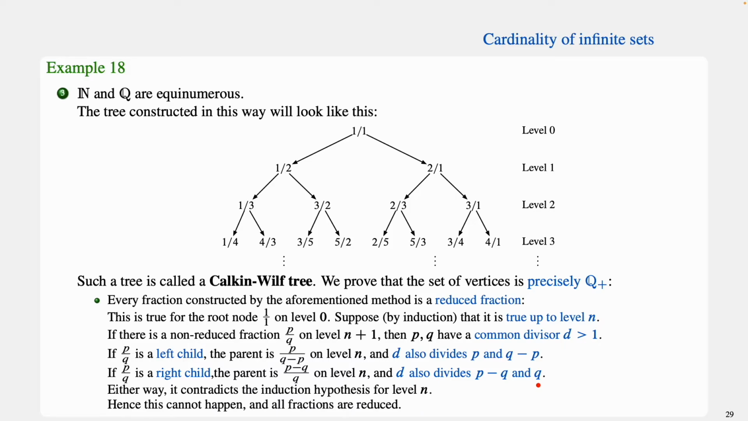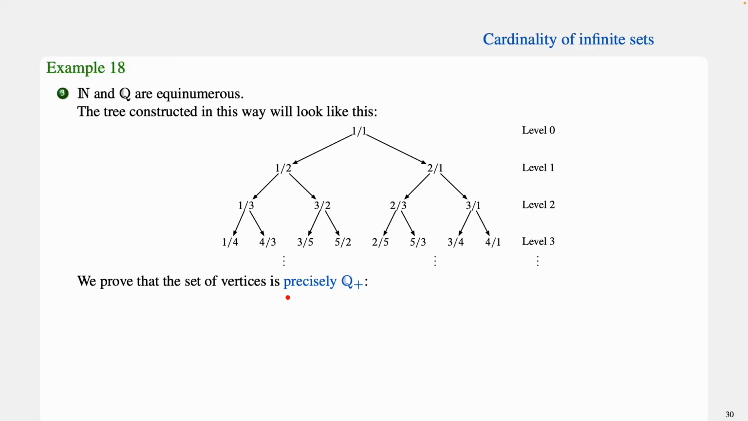So either way, it contradicts the induction hypothesis for level n, because we assumed on level n that only reduced fractions appear, but the parent vertex in either case would also be a non-reduced fraction. So this contradicts the induction hypothesis, and therefore it cannot happen that a non-reduced fraction appears on level n plus 1. By induction, it cannot happen overall in the tree. So all fractions are reduced.